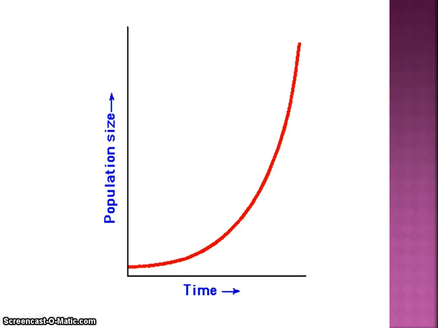This is typically demonstrated by bacteria. A bacterium can divide every 20 minutes, so it will continue and continue. After about 7 hours of growth, there could be 2 million bacteria. However, we do have limiting factors that can cause die-offs. If they run out of resources or habitat, they can die. So this is pretty much exponential growth.